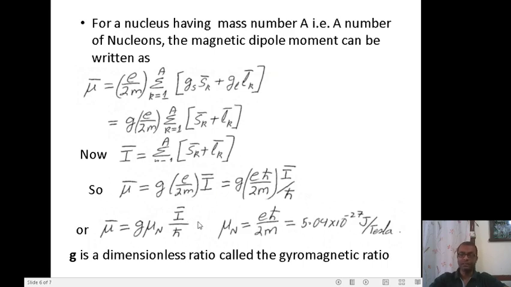So when we discuss the shell model of a nucleus or the single particle model of a nucleus, we'll be talking about measuring or determining the nuclear spin of different nuclei. So that is all for the nuclear spin.